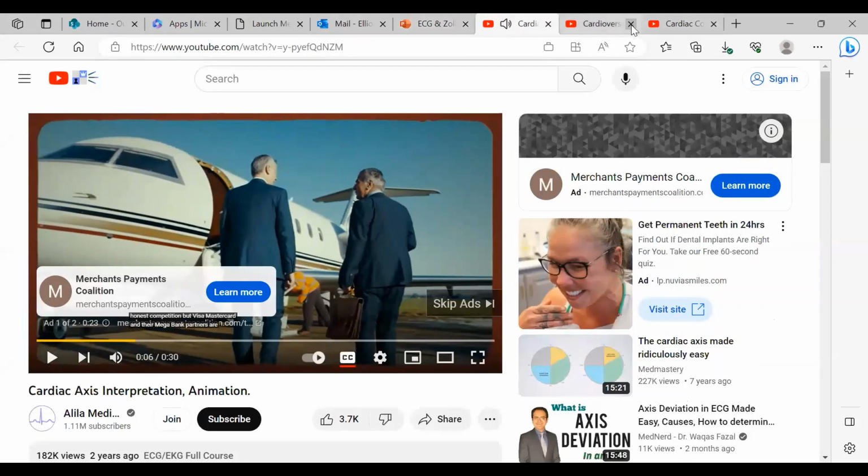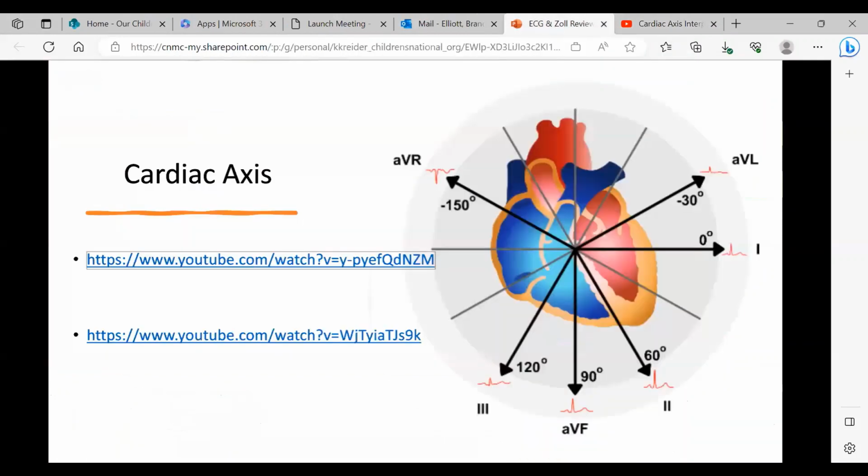Turned all the other ones off before. So let's do some cardiac axis practice.